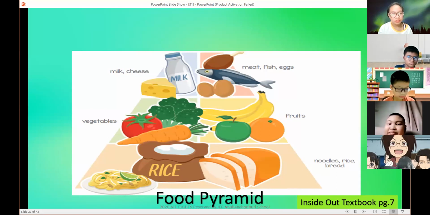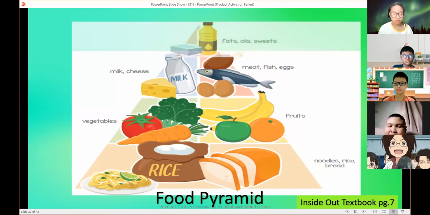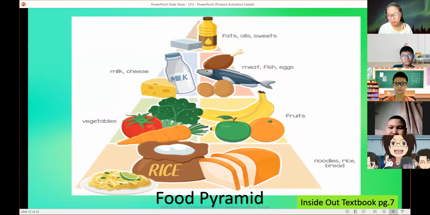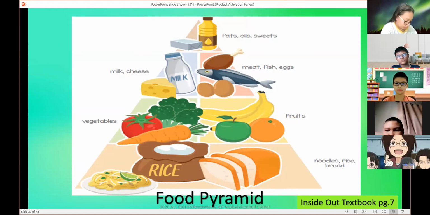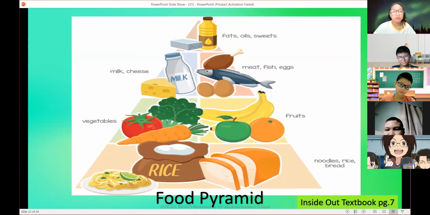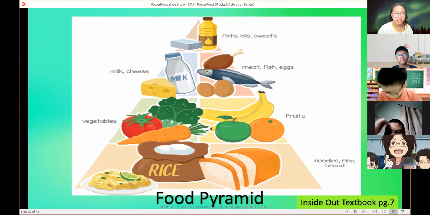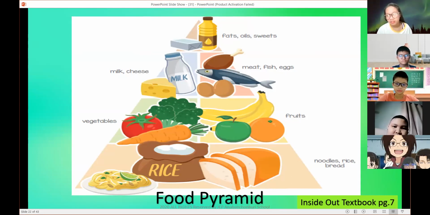Next, the top of the food pyramid should be eaten very, very little. Or I think it's okay. What do you think, Nataya? Is it okay not to eat fats, oils, and sweets? Or are we going to be dead if we do not eat them? Maybe not. No, we will not die if we stop eating fats, oils, and sweets, right?